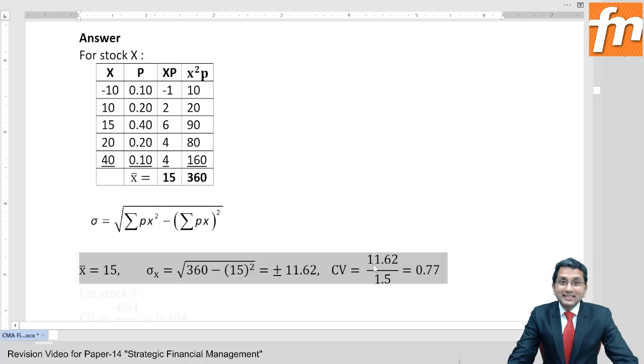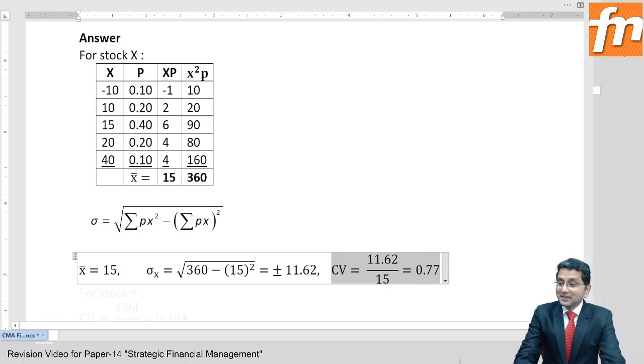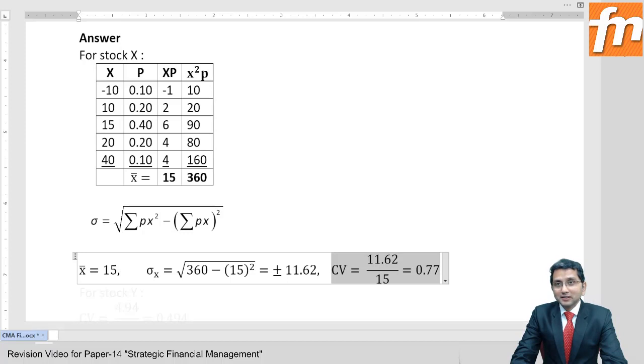So 11.62 divided by 15. This will give you CV, which is 0.77. So for each rupee of return, you'll have to take a risk of 77 paisa.